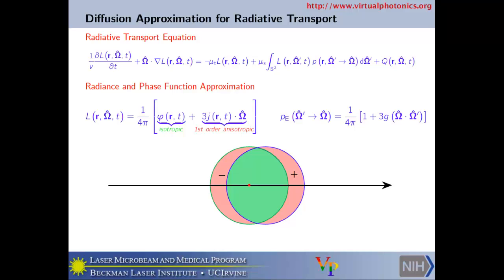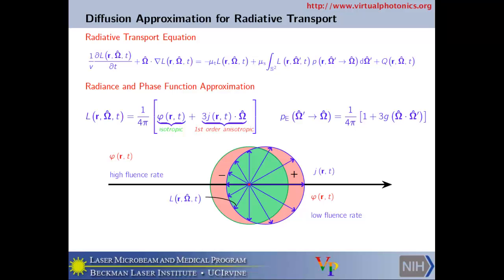And so if you now look at the sum of these two, you can see that you get a bias in that radiance representation. You see you have more photons moving forward than moving backwards. And of course, depending on the magnitude of this, that bias can be greater or smaller. But this provides a net flow of photons from regions of high fluence rate to regions of low fluence rate.